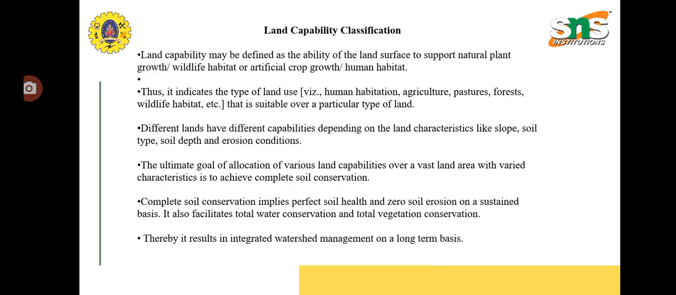Land capability is the ability of the land surface to support natural plant growth, wildlife habitat, or artificial growth. It indicates the type of land used for human habitation, agriculture, and forest. Different lands have different capabilities depending upon land characteristics like slope, soil type, and soil depth. The ultimate goal of allocating various land capabilities over a vast land with varied characteristics is to achieve complete soil conservation.